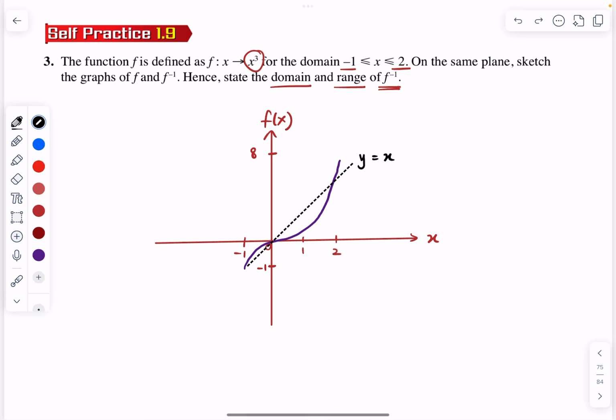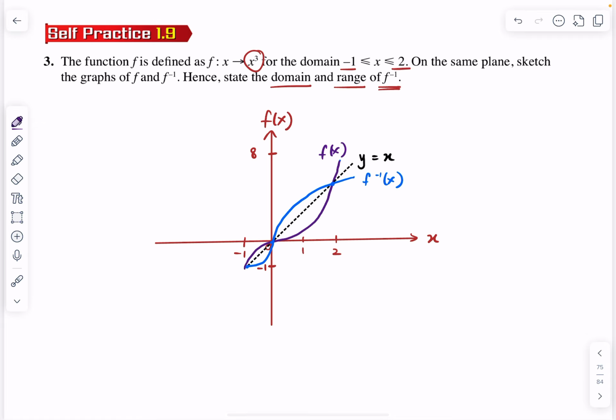So let's try to reflect. Okay, we use blue color. So when you reflect this point, it will go here. This point is on the line, so its reflection also will be there, same as to this point and same as to this point. So our graph will look something like this. This will be our f inverse x. The purple one is our f x. Okay, so this is the inverse graph.